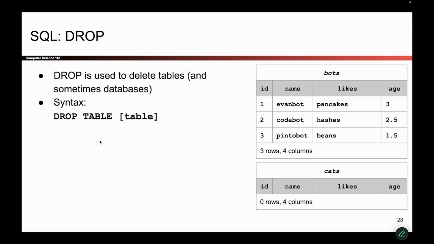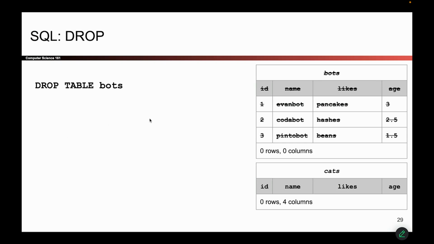Now, the final thing we'll mention is drop, which is used to delete tables. So sometimes you want an entire table gone, and all you have to do is say drop table, list the table name. And if I say drop table bots, the entire bots table is cleared out. It's 0 rows, 0 columns. It's totally gone. And that's all you have to know for this class, although SQL is a good deal more complicated than what you've seen.